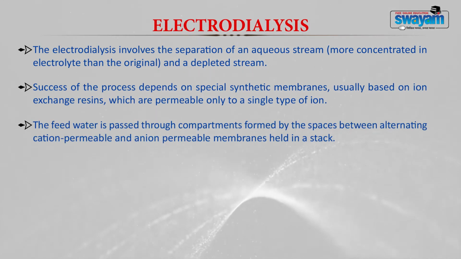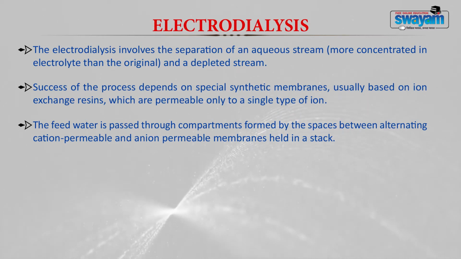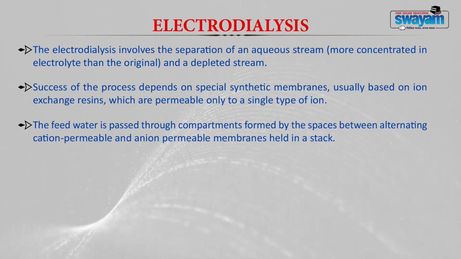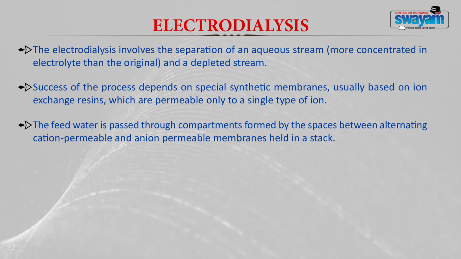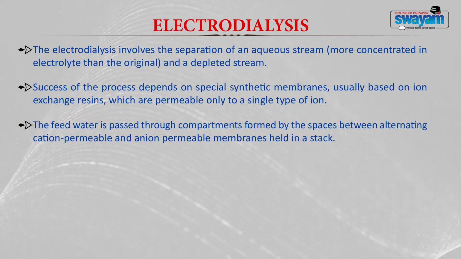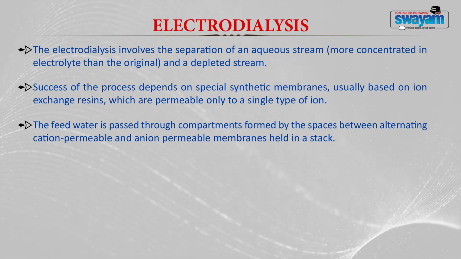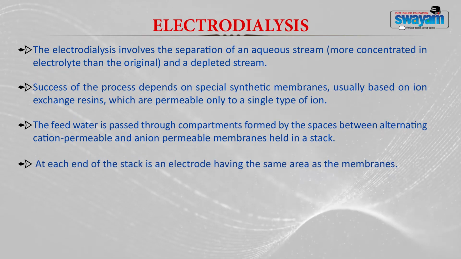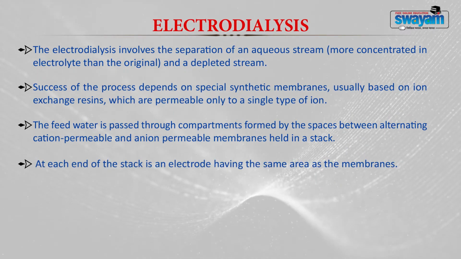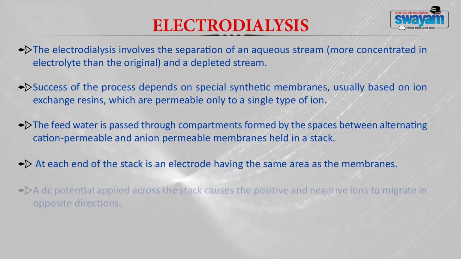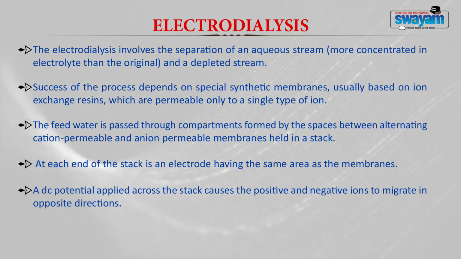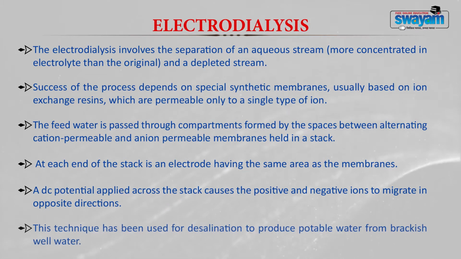Now, the feed water is generally passed through compartments formed by the spaces between alternating cation and anion permeable membranes which are held in a stack. At the end of each stack, you can have an electrode having the same area as that of the membrane. Now, a DC potential will be applied across the stack which causes positive and negative ions to migrate in opposite directions. Now, this technique is generally used for desalination of brackish water.